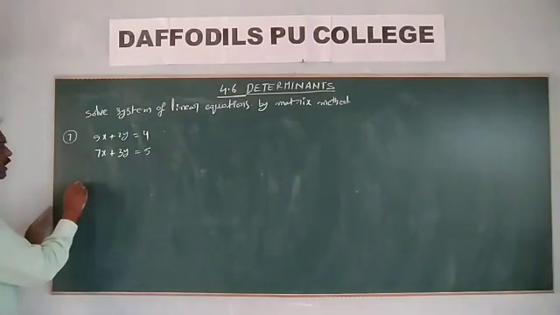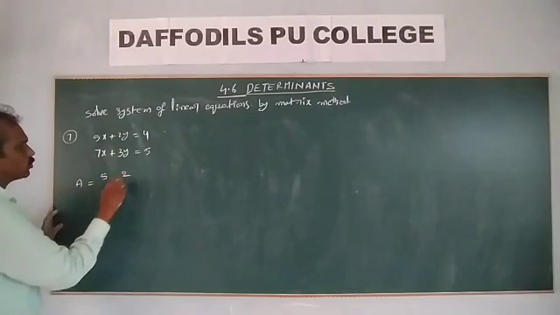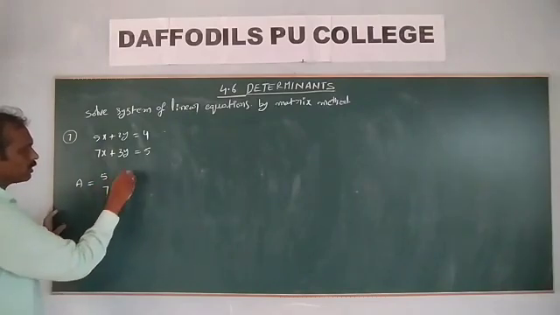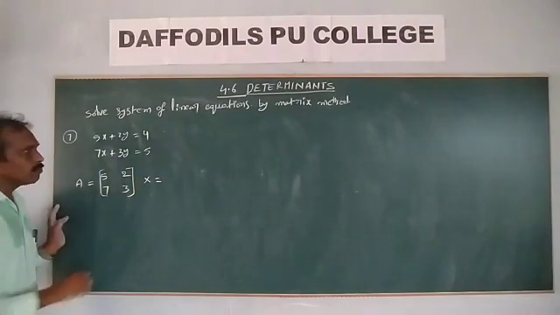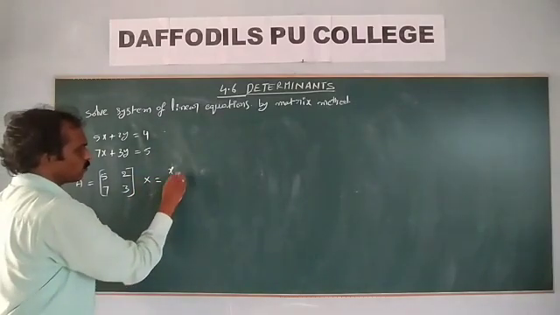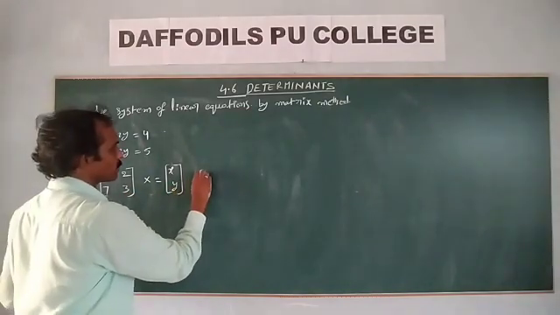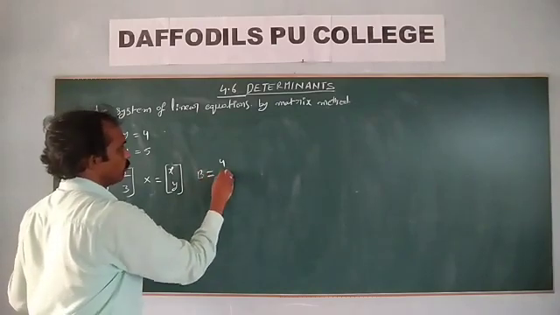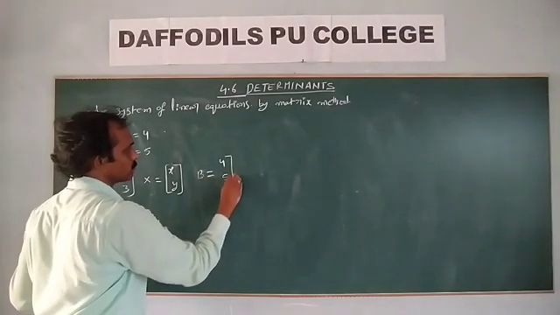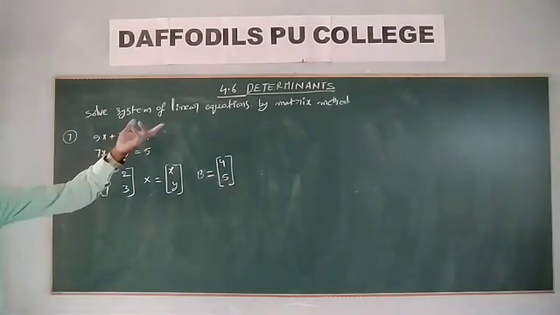Solve means first of all write the A matrix. A matrix value: 5, 2, 7, 3. Variable matrix: how many variables? x, y. Constant matrix: 4, 5. Right. First of all, using the matrix method.